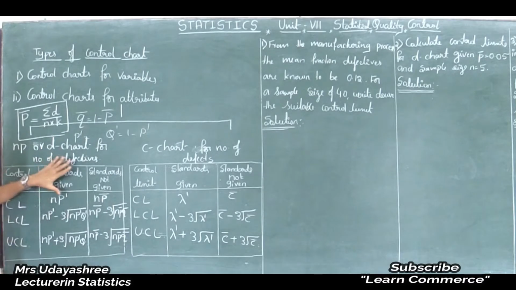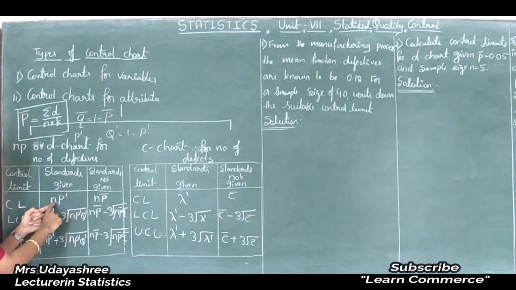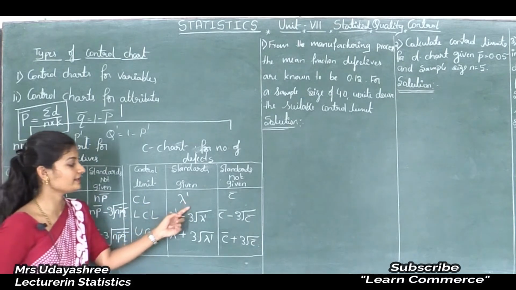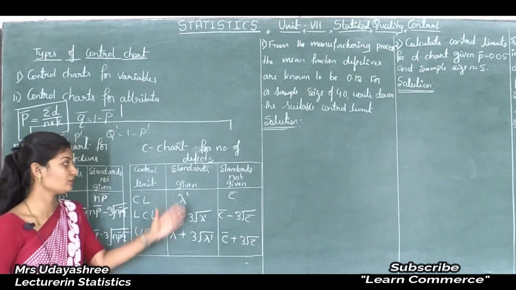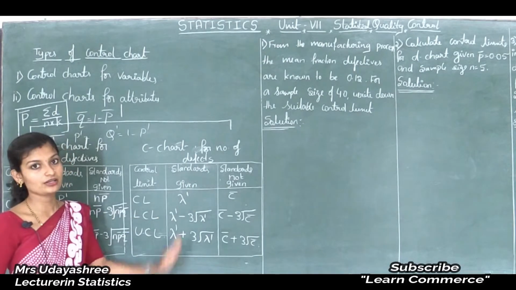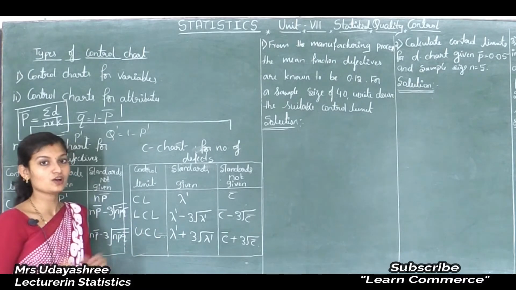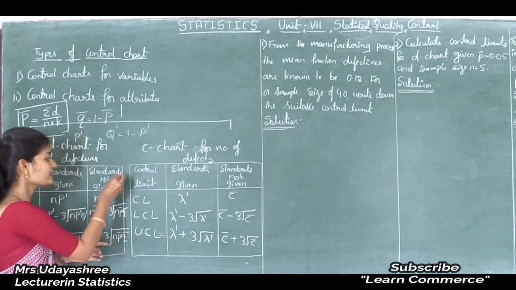Let's see the standards given part. Here we need N and P dash. If you know P dash, we can easily calculate Q dash. Here N and P dash and lambda dash are already recorded because this is standards known. Standards known in the sense what? Here the parameters and observations are already fixed by past experience or past production process.